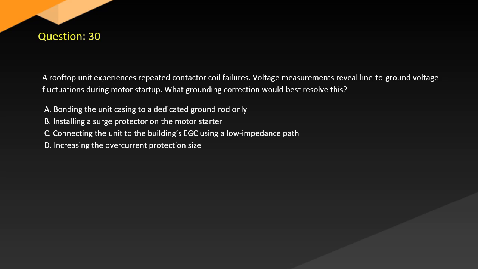Question 30. A rooftop unit experiences repeated contactor coil failures. Voltage measurements reveal line-to-ground voltage fluctuations during motor startup. What grounding correction would best resolve this? A. Bonding the unit casing to a dedicated ground rod only. B. Installing a surge protector on the motor starter. C. Connecting the unit to the building's AC using a low impedance path. D. Increasing the overcurrent protection size.